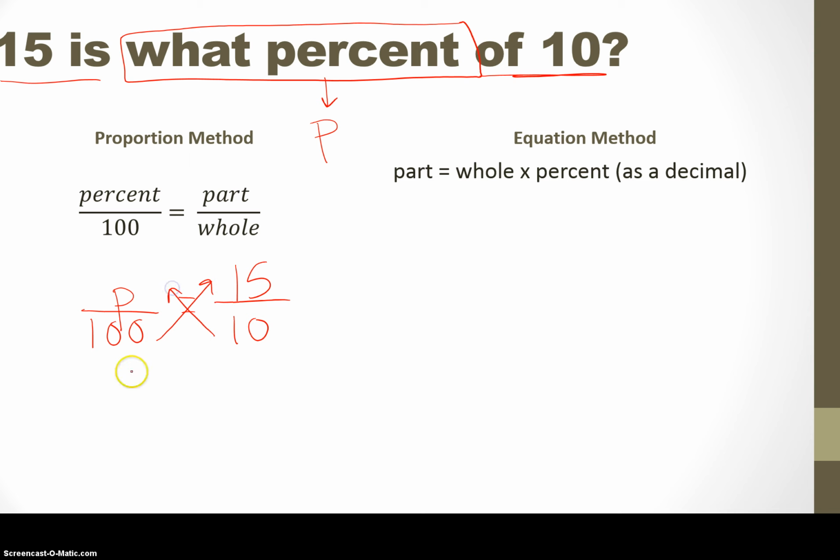To solve, I just use cross products. 10 times p is 10p, 15 times 100 is 1500. Divide both sides by 10 to isolate your variable. You get your percent is 150.